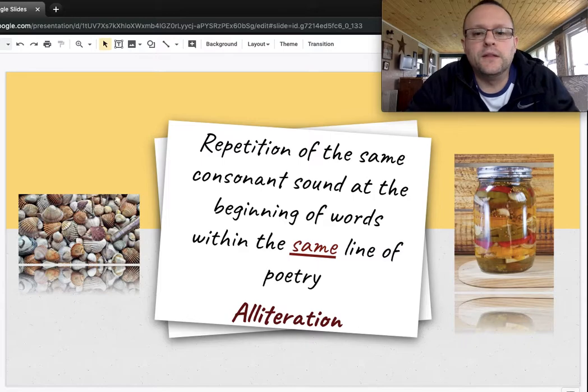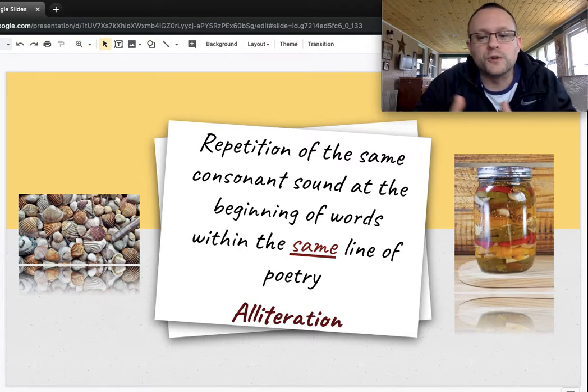All right, another form, not of rhyme, but another sound element that gets incorporated quite a lot into poetry is going to be alliteration, and certainly a term that we've heard and used before: repetition of the same consonant sound at the beginning of words within the same line of poetry. And so if you think of tongue twisters, Sally sells seashells down by the seashore, or Peter Piper picked a peck of pickled peppers, those would all be really good examples of alliteration.